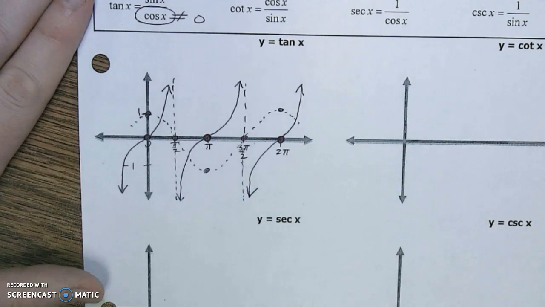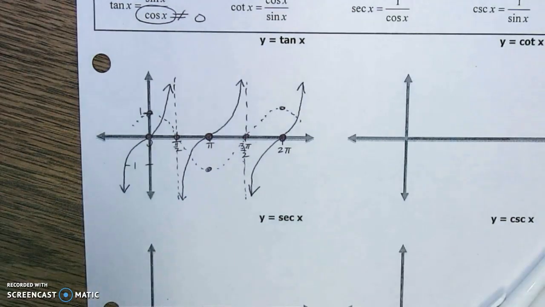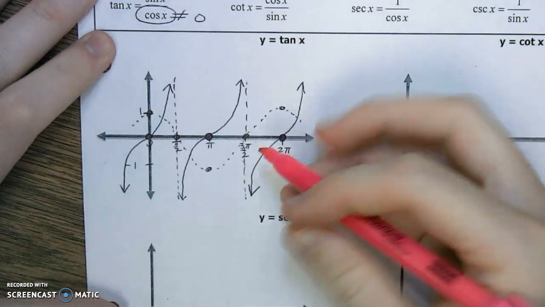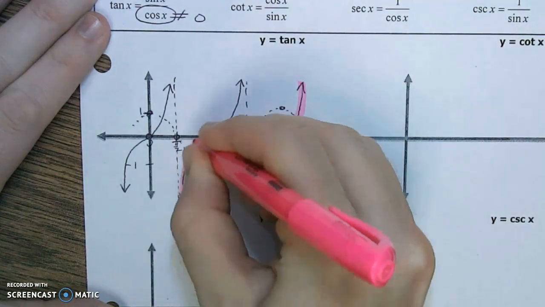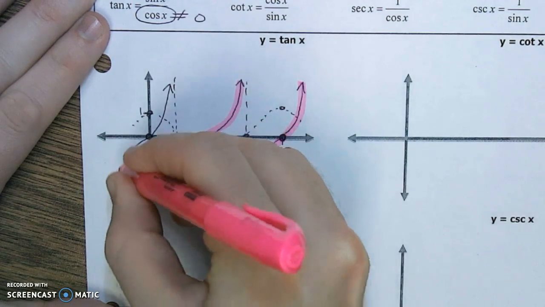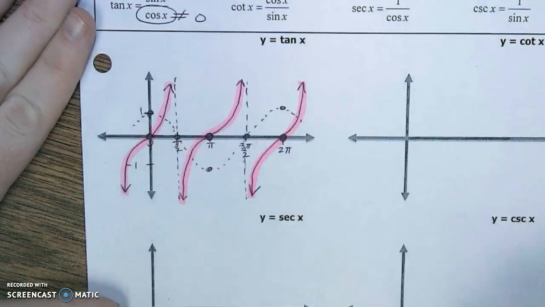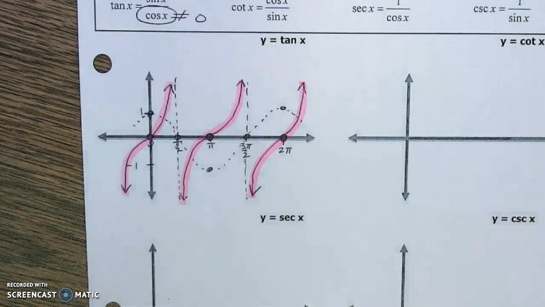And so that is your tangent graph. The actual part of the graph is the solid line. So this is the tangent. All the dotted lines are just kind of a guide to create the tangent.